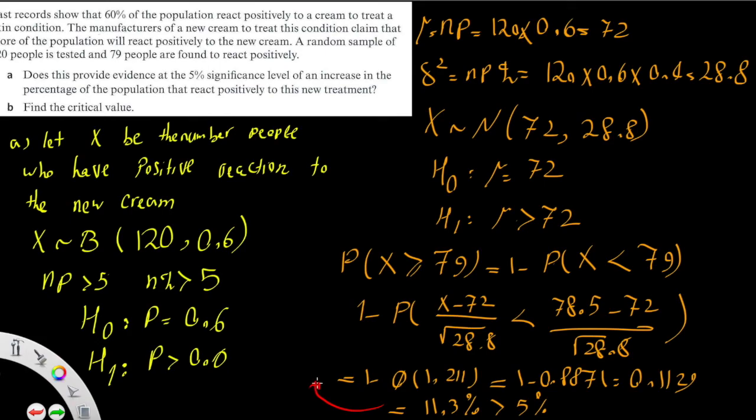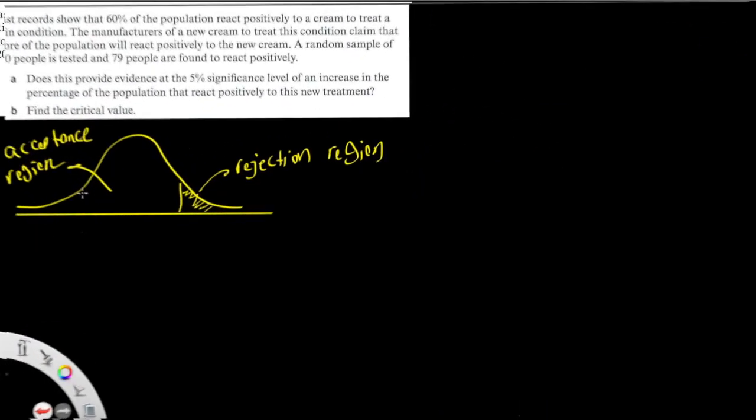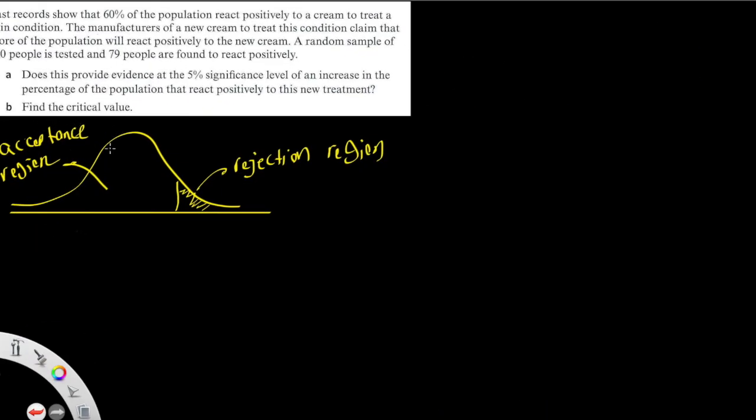Now I write the conclusion here. As 11.3% is more than 5%, it is in the acceptance region. So there is not enough evidence to reject H0. It means that this evidence doesn't show an increase in the number of people who have positive reaction toward this new cream. Okay, now for the second part, find the critical value.